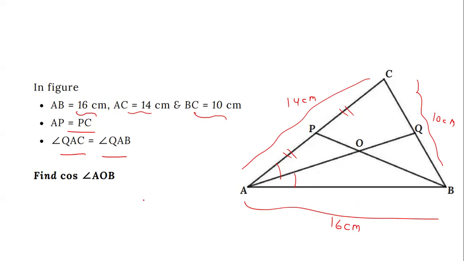So what we have to find out is cos of angle AOB. So this is the angle AOB and we have to find out the cos of this angle. So this is the problem. Let's see how we can solve this.